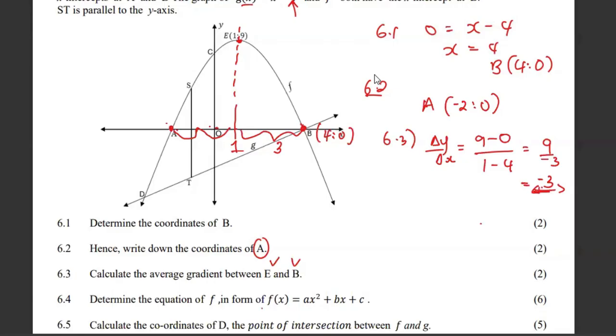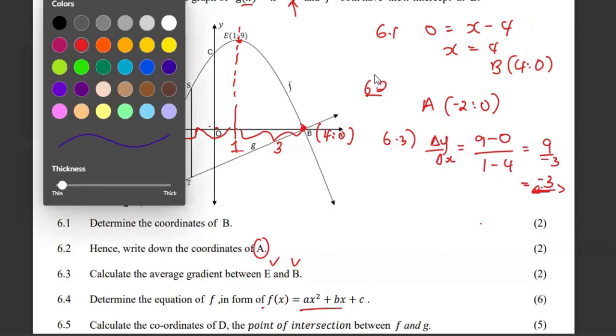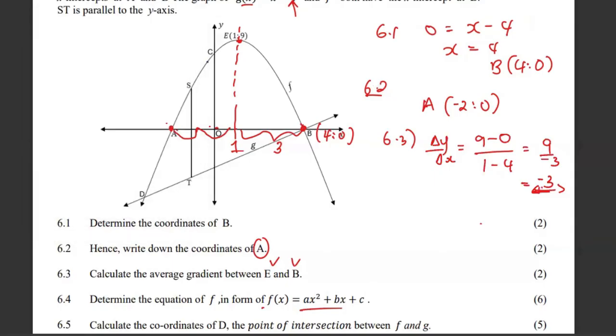Then determine the equation of the parabola. So what we're going to do, we're going to use the turning point method, whereby we know that y is going to be a into x plus p squared, plus q. And then we're going to have our a into x, our p is a 1, so that's going to be a into x minus 1 squared plus 9.